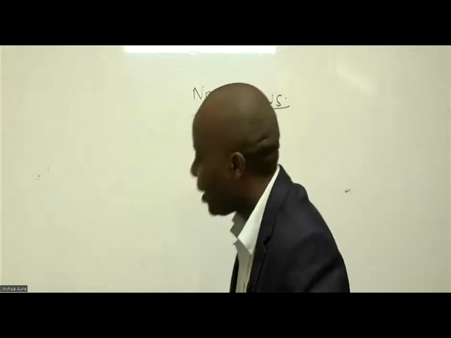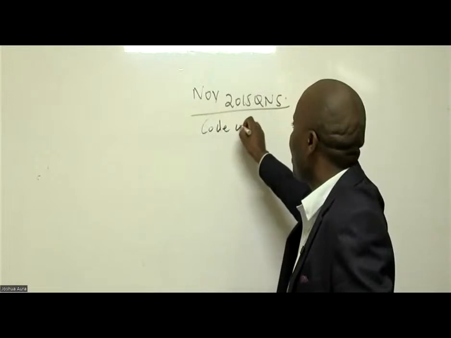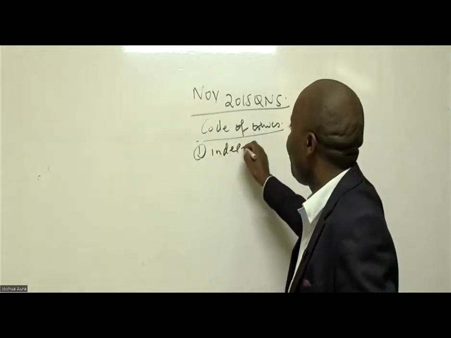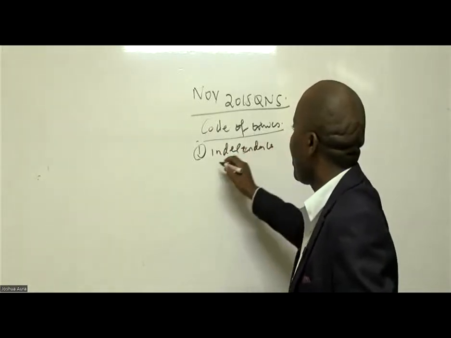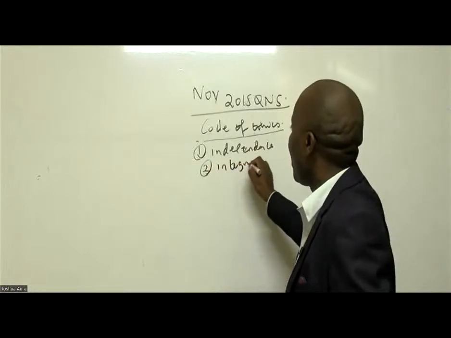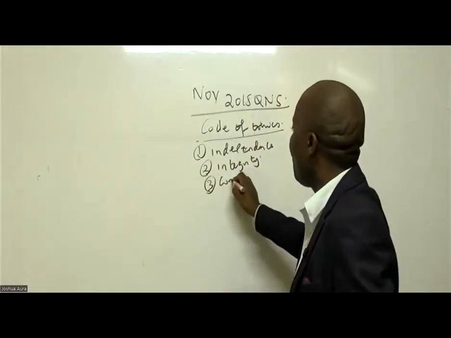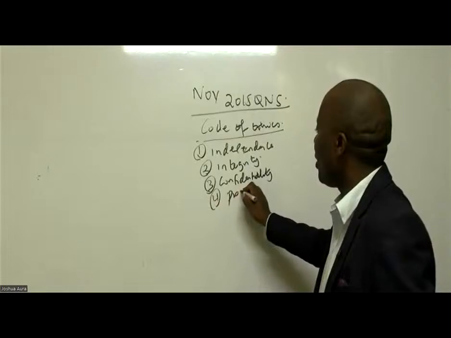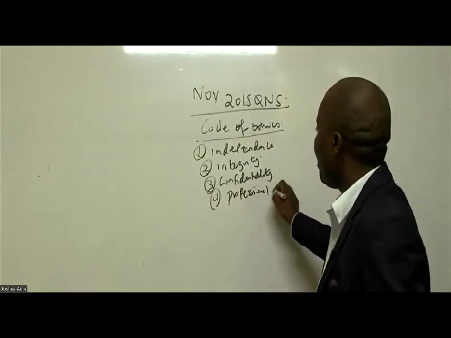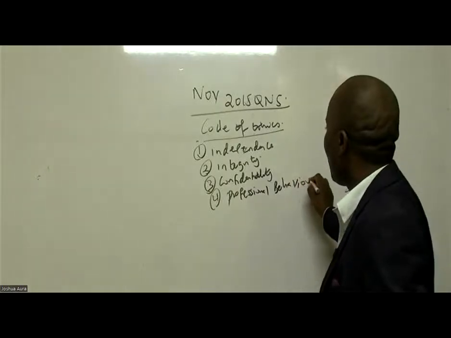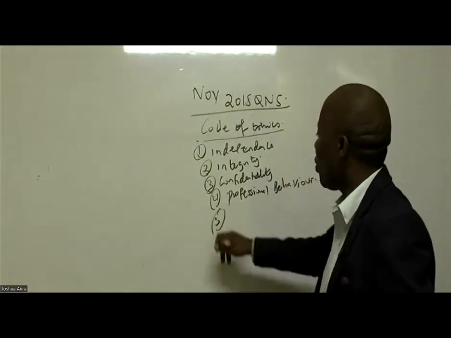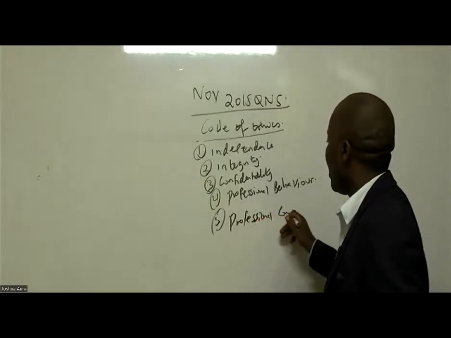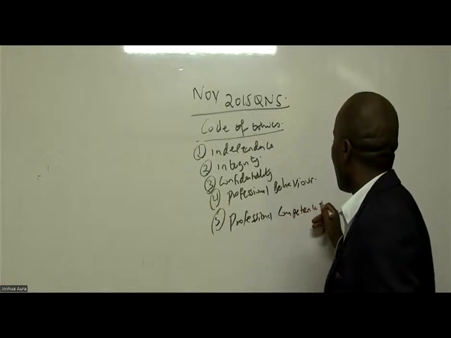Code of ethics, we've got 5 principles. Number 1 is independence. Number 2, we have integrity. Number 3, we have confidentiality. Number 4, we have professional behavior. Number 5, we have what we call professional competence and due care.